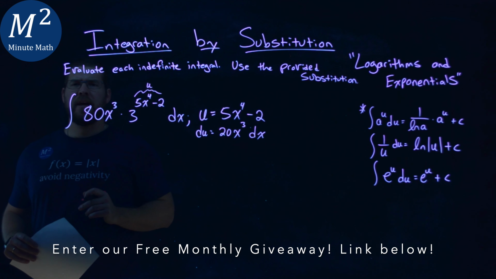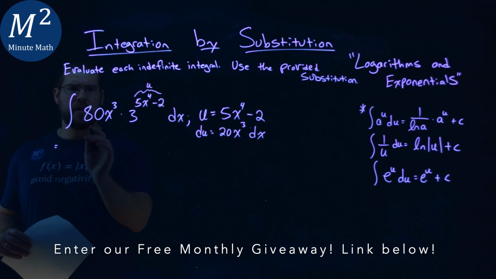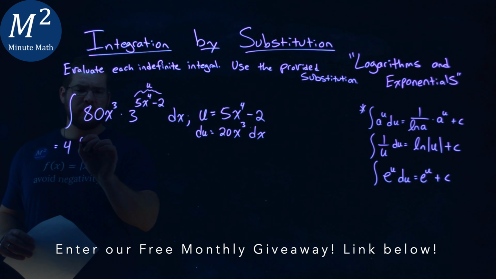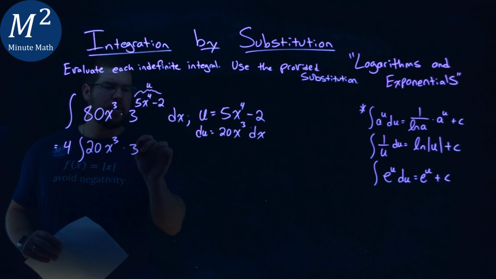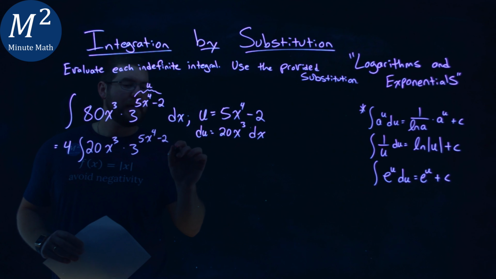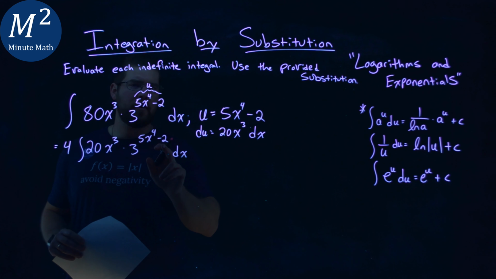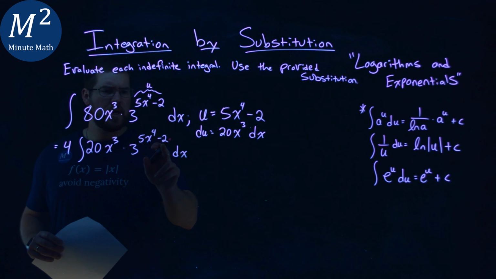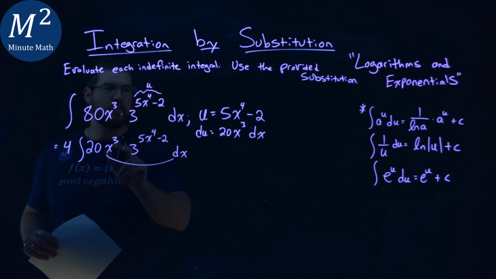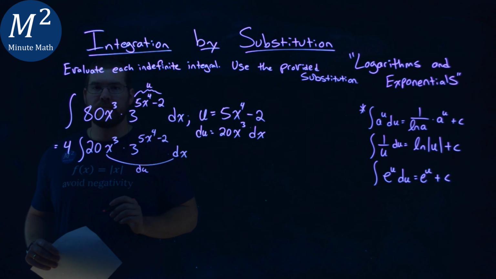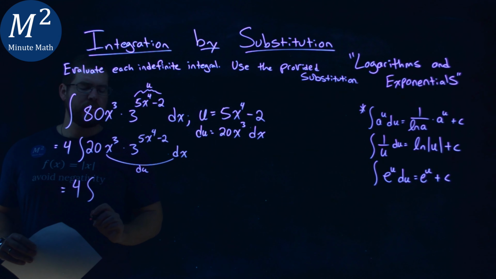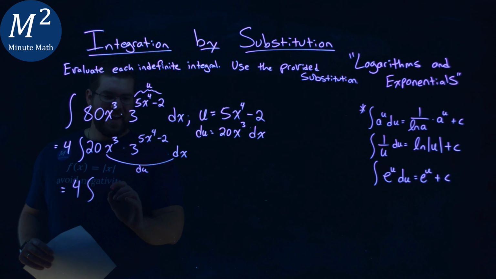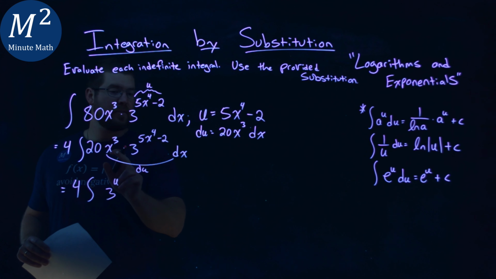But if I pull out a 4 and bring it outside the integral, right, pull out a 4 here, we have 4 times the integral, well, 80 divided by 4 is 20. We have x to the third power times 3 to the 5x to the fourth power minus 2 dx. And again, our u value is right here, 5x to the fourth minus 2. But notice now if we combine the 20x to the third power dx, we have our du. So now we can rewrite this in terms of u. We have 4 times the integral here, and then we have 3 to the u power, and then du is just that 20x to the third dx.